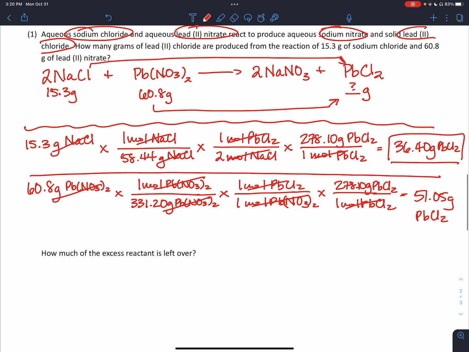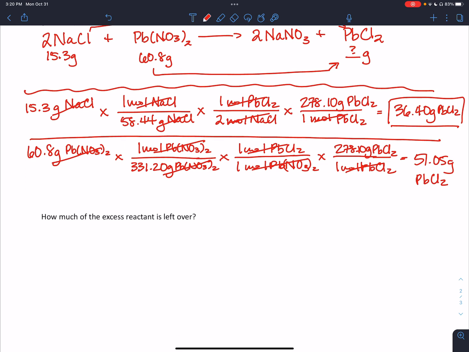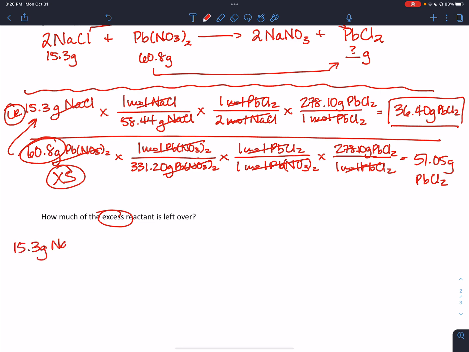All right, it's the second part down here, which says how much of the excess reactant is left over. So as I said above, once you know the limiting reactant, which we have identified as sodium chloride, then the lead 2 nitrate must be in excess. So I need to figure out how much of this 60.8 grams is needed to react with this 15.3 grams of NaCl. So to do that, I start with the amount of the limiting reactant, and I'm going to convert that from grams to moles of the limiting reactant. Then I'm going to convert to moles of the excess, and then back to grams.